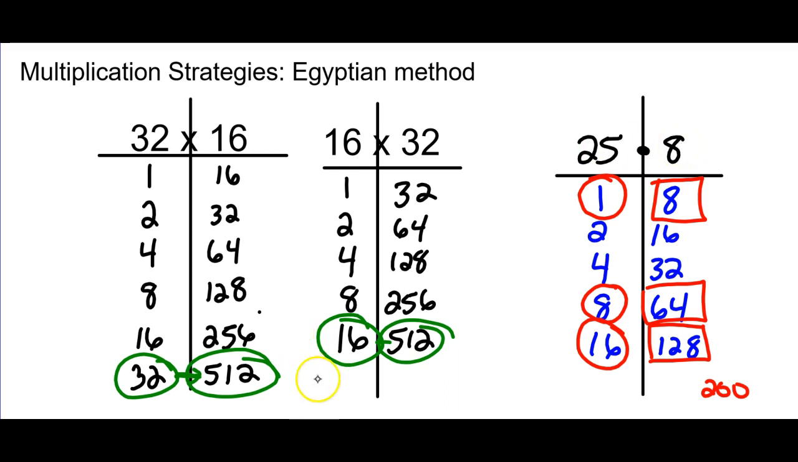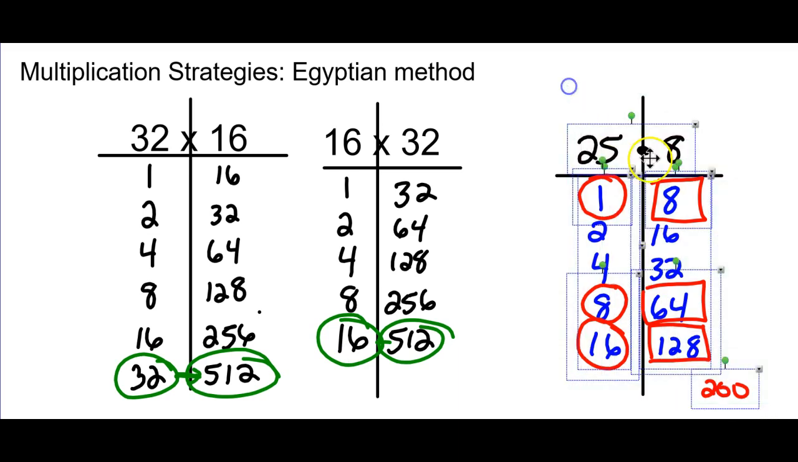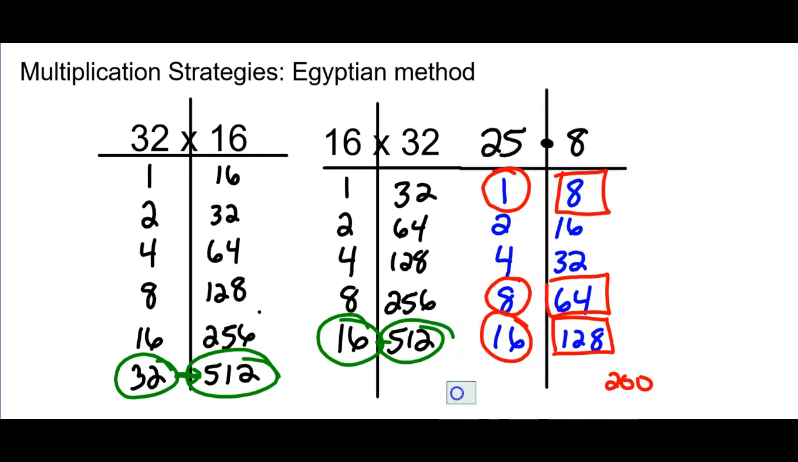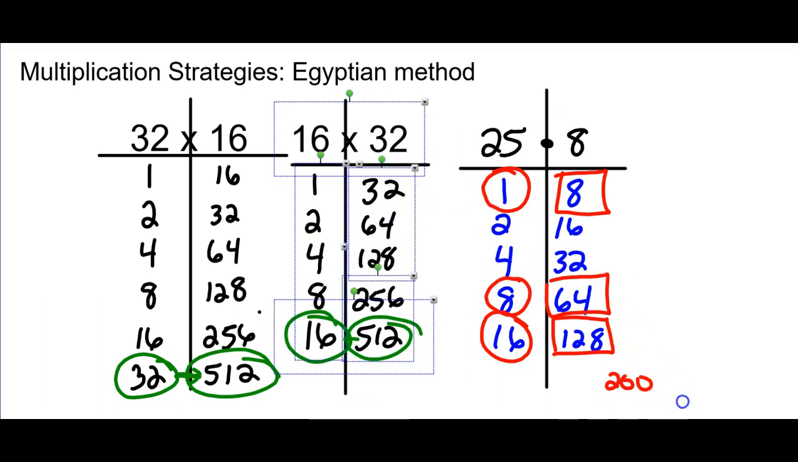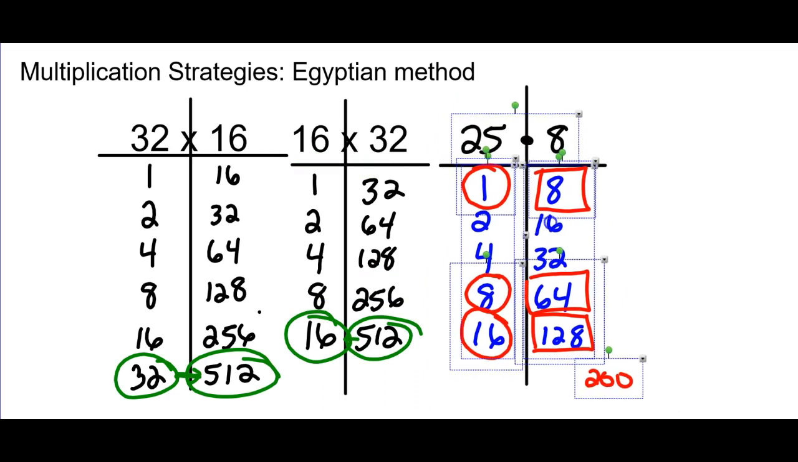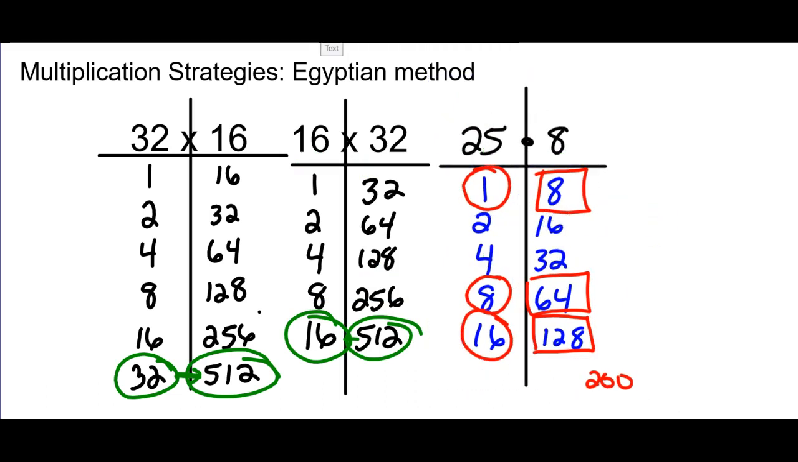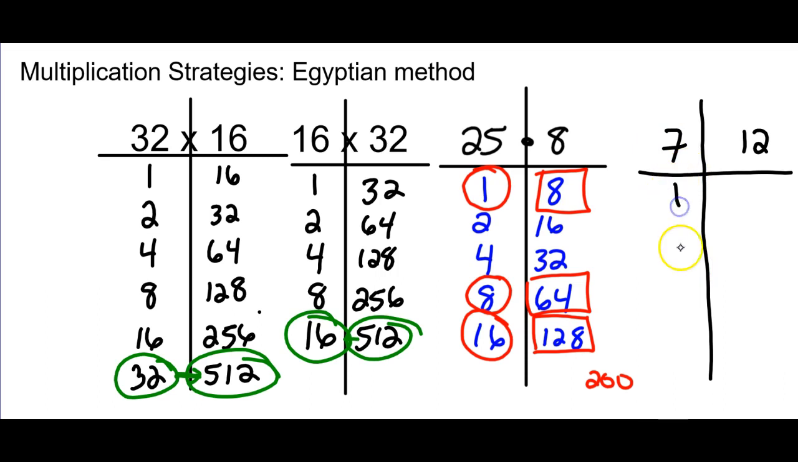So we can try one more out. Let's move these off to the side. Let's do 7 times 12. Some smaller numbers here, but it should work out to be the same. We know 7 times 12 is 84, but let's see how it works out using the Egyptian method. So underneath the 7, I'm going to write a 1 and keep doubling that number until I get a number that would exceed 7. So 1, 2, 4, and I stop there. Underneath the 12, I'm going to write down a 12 and start doubling it.